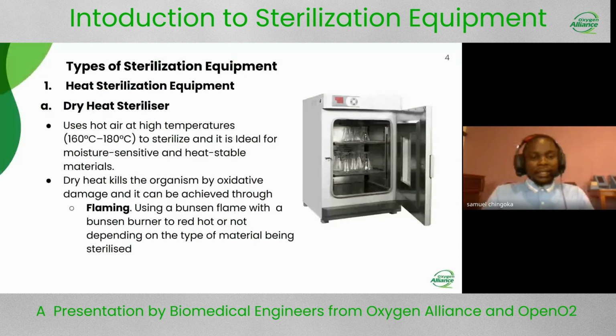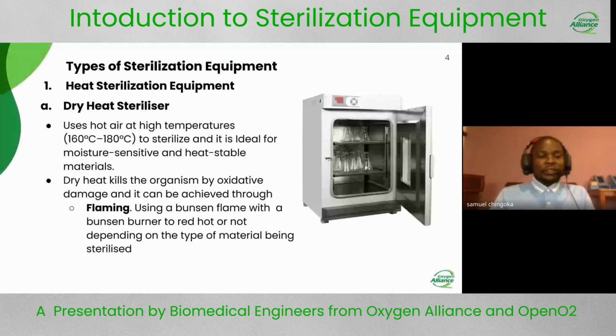So, as in the outline, we have mainly three types of sterilization equipment, which are heat, chemical, and radiation sterilization equipment. To start with heat sterilization equipment, we have two categories under it: dry heat sterilizer and also moist. Under the dry heat sterilizer equipment, this is where we use hot air at very high temperatures.